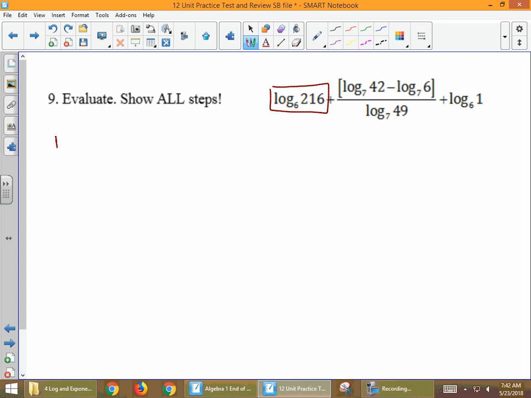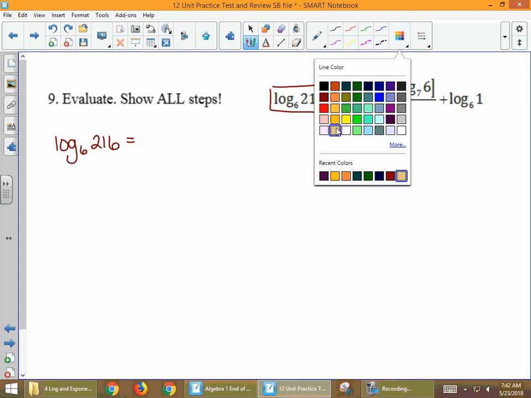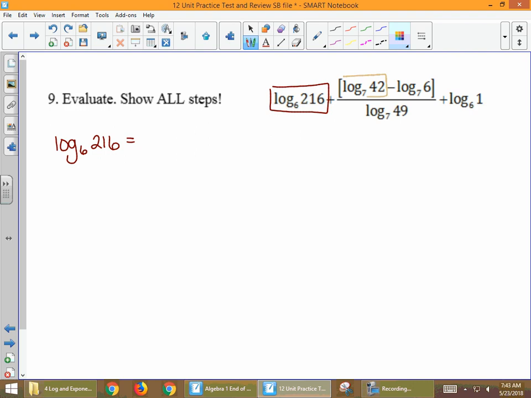So I need to do log base 6 of 16. That is a number. And then I'm going to do log base 7 of 42. And I'm actually going to do that with this. I'm going to do this all together.